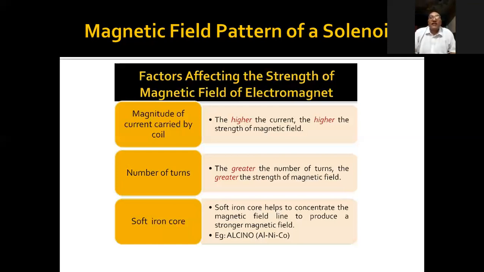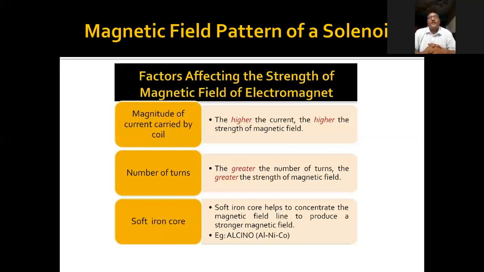And another very important thing is the number of turns of the coil. For example, if this is the length of the solenoid, and you have here 20 turns, so in this length we have 20 turns of the coil. If you increase the number of turns, for example, from 20 make it 30, or from 20 make it 40, in the same length, the magnetic field produced will be stronger. The fewer the number of turns in the same length, the weaker the magnetic field will be. If you increase the number of turns in that length of the coil, the magnetic field produced will be stronger.